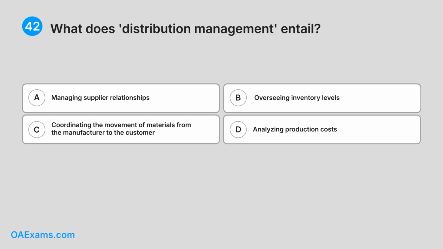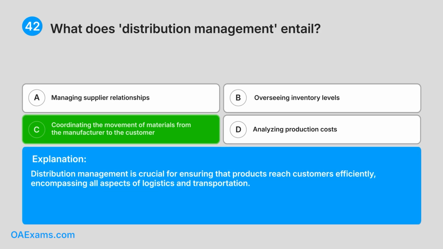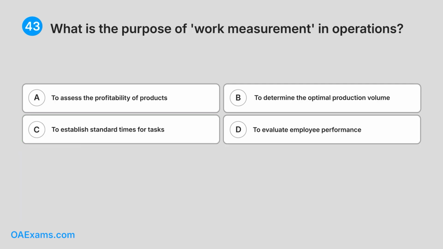Correct answer. C. Coordinating the movement of materials from the manufacturer to the customer. Explanation. Distribution management is crucial for ensuring that products reach customers efficiently, encompassing all aspects of logistics and transportation. 43. What is the purpose of work measurement in operations?